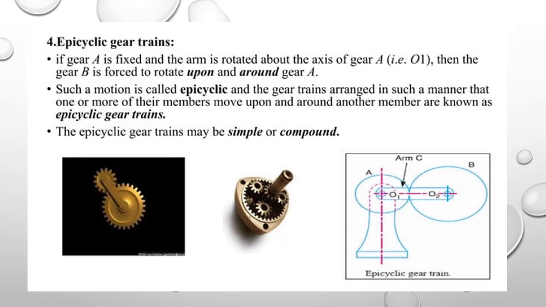And the epicyclic gear: if gear A is fixed and the arm is rotated about the axis of gear A, then gear B is forced to rotate upon and around gear A. Such a motion is known as epicyclic. Therefore, gear trains arranged in such a manner that one or more members move around another member are known as epicyclic gear trains. It is also known as simple or compound.